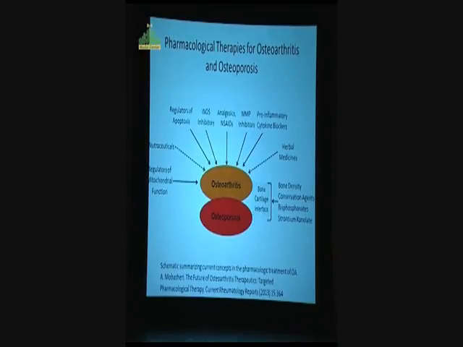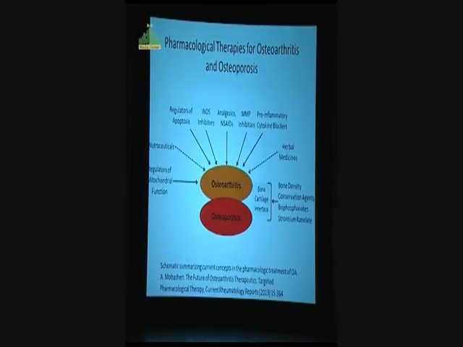Now, I've put this slide here just to highlight the fact that osteoarthritis and osteoporosis are closely linked. So in females over the age of 50, after menopause, the risk of osteoporosis also increases the risk of osteoarthritis. So some of the approaches that are going to be beneficial for osteoporosis are also going to be beneficial potentially for osteoarthritis. For example, bone conservation agents such as strontium ranelate.